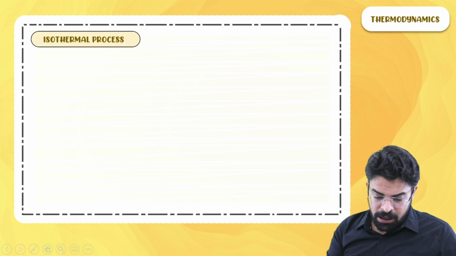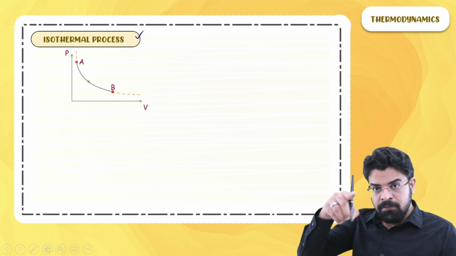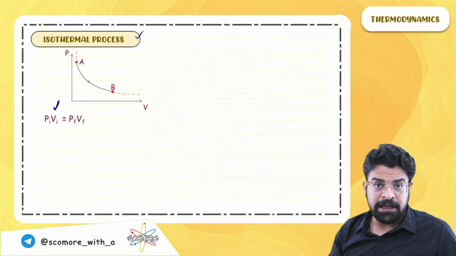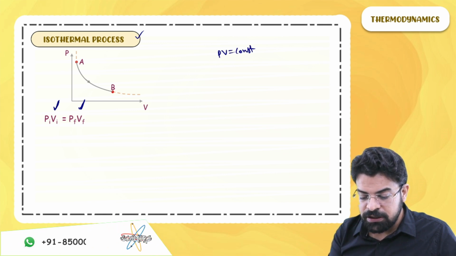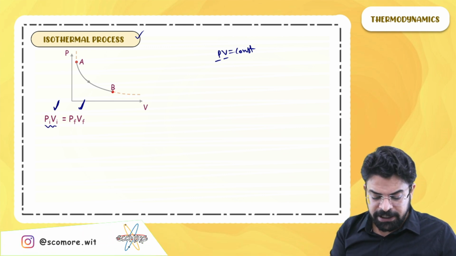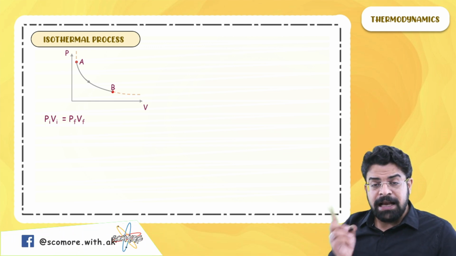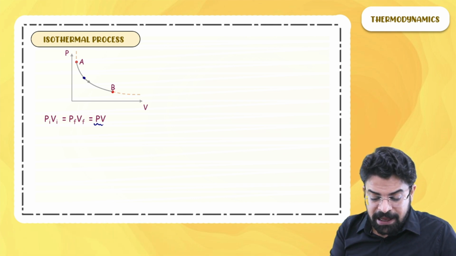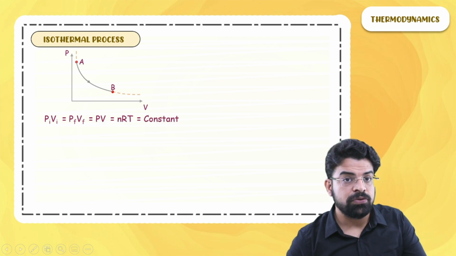Let's see. For an isothermal process, we know that on the PV diagram we get a hyperbola. We can say that P initial V initial has to be equal to P final V final. Why, sir? PV equals constant. So the initial pressure into initial volume has to be equal to final pressure into final volume. For an isothermal process, the pressure times volume at any given position on this curve has to be equal to nRT, has to be equal to constant.